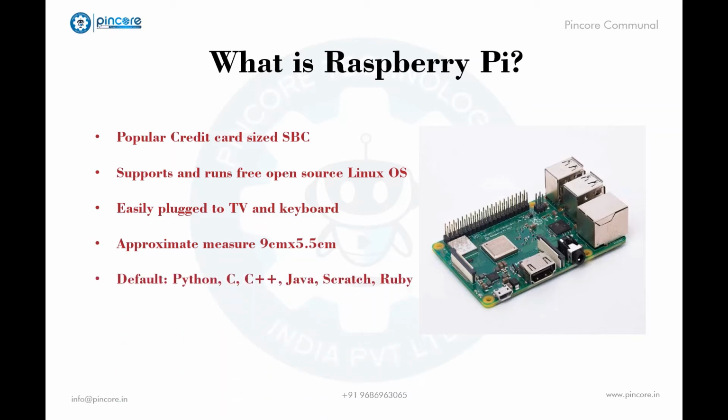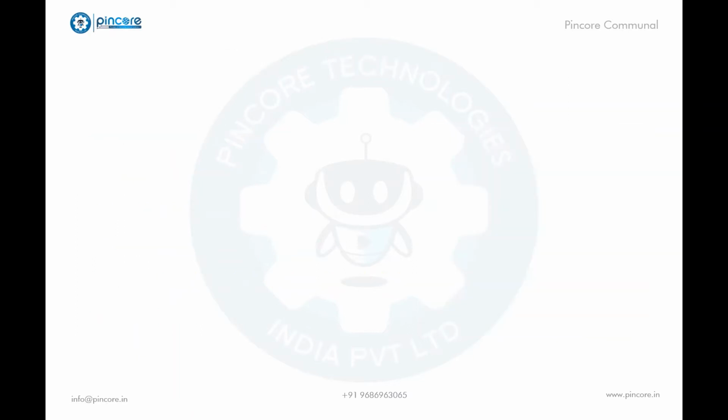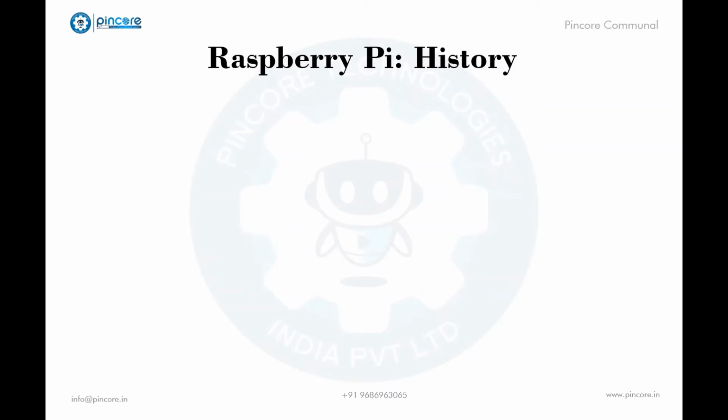Usually, it can be programmed by using Python, C, C++, Java, Scratch or Ruby. We can also program it using HTML, Perl or Erlang. So now let's look at the history of Raspberry Pi.